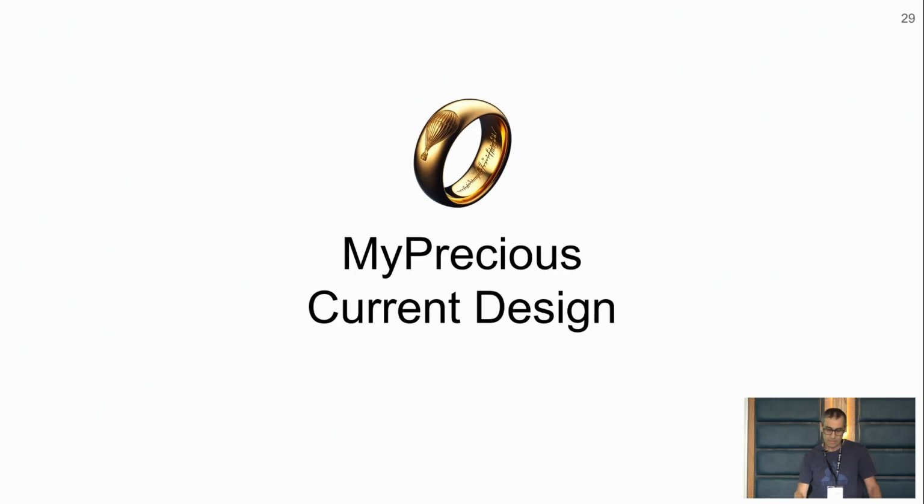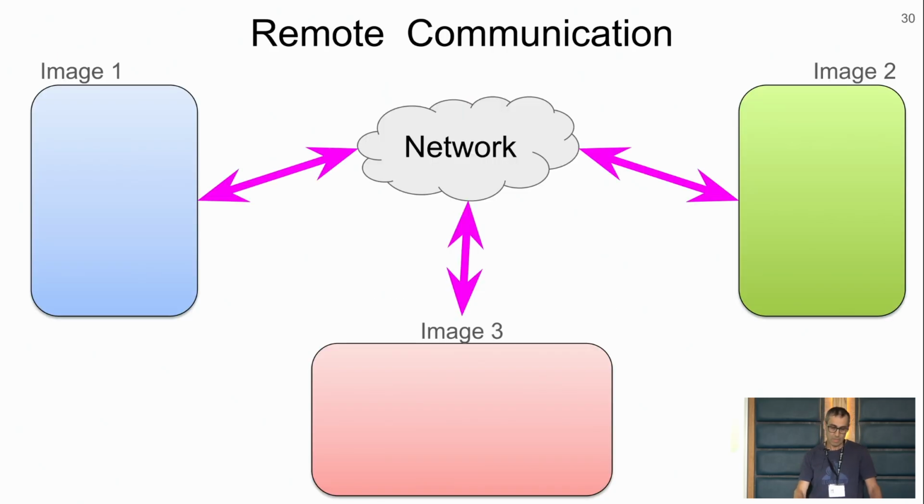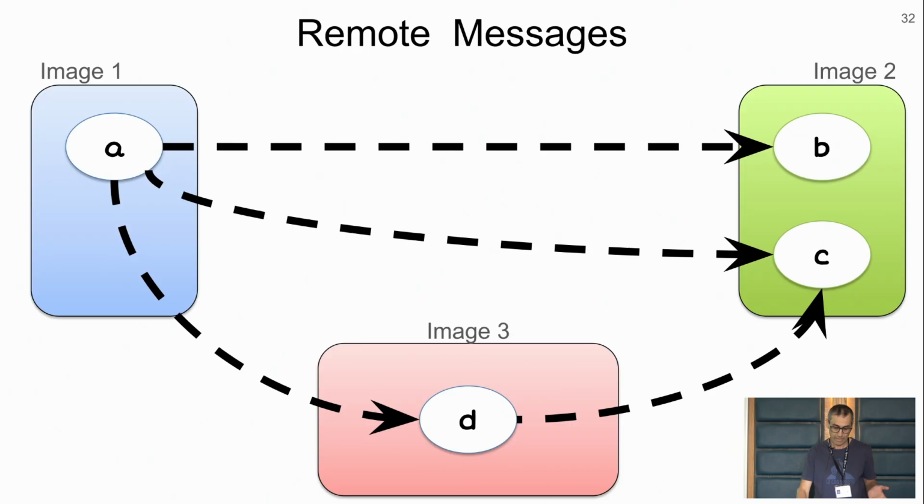So the current design or ideas behind MyPrecious. So we want remote communication. Obviously, here we have 3 images that are talking somehow through a network. And when I say communication, in our context, we are in Smalltalk, so we are doing messages. They're the only way of communicating. So the meaning is that in each image, we have some objects sending messages to others located in other images.